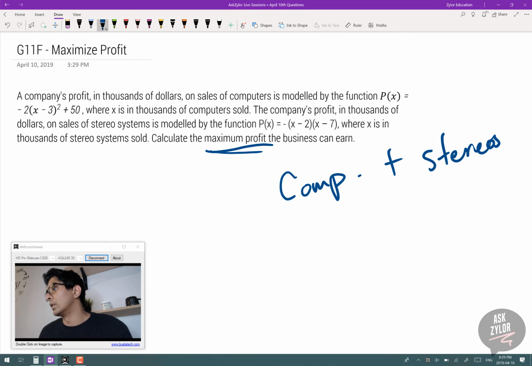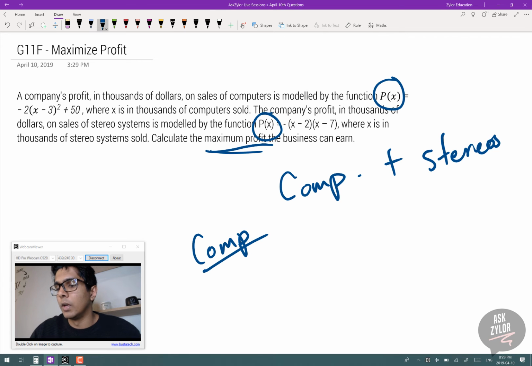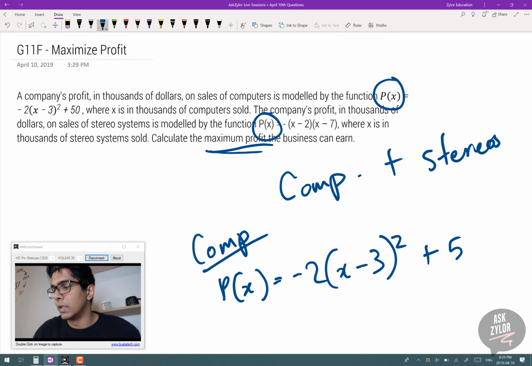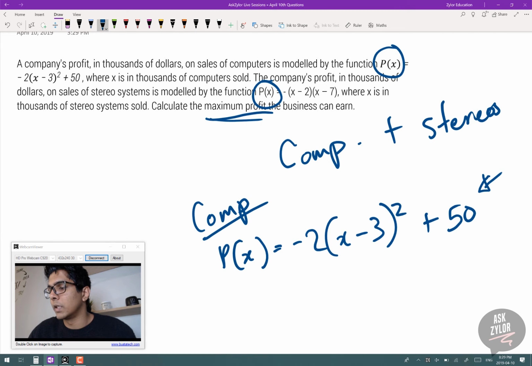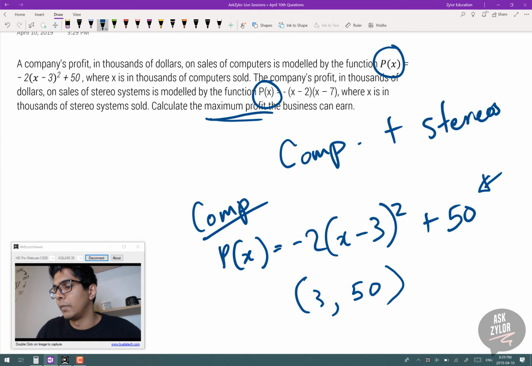So what we have to do is essentially find the vertex for these functions, right? Because my P of X is telling me my profit, and the other P of X is again telling me my profit. So let's deal with computers first. It's going to be P of X is equal to negative 2 times (x minus 3) squared plus 50. This is already in vertex form, so there's not much else I have to do. So my vertex is going to be 3 and 50, right?